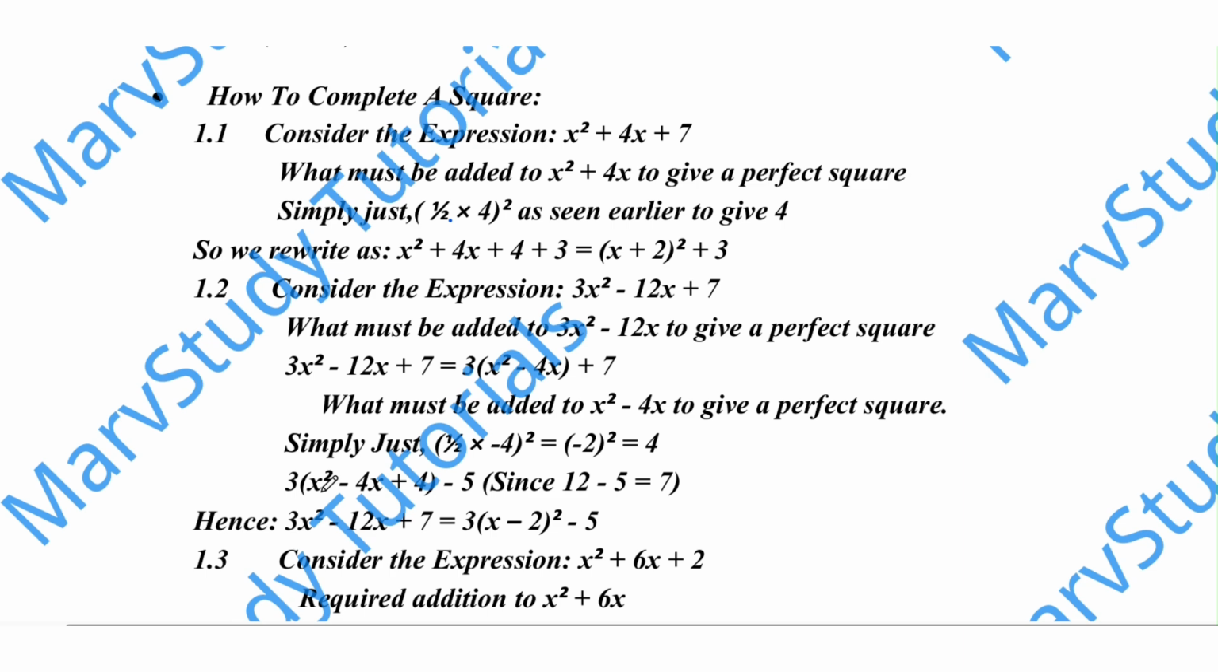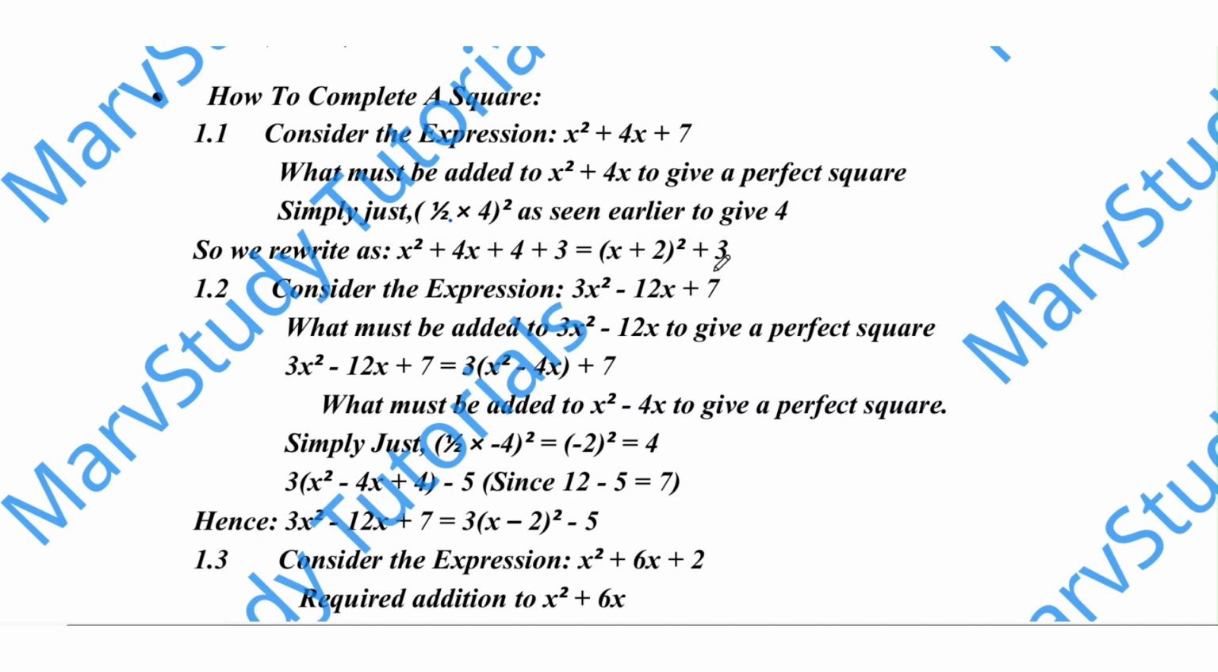If you're now expanding this, 3 times x squared is going to give us 3x squared. 3 times negative 4 is going to give us negative 12x. And 3 times 4 is going to give us 12. But what was given to us? 7. So we have to add a negative 5. We have to subtract 5, because 12 minus 5 is going to give us the 7 that was initially here, retaining the same expression.